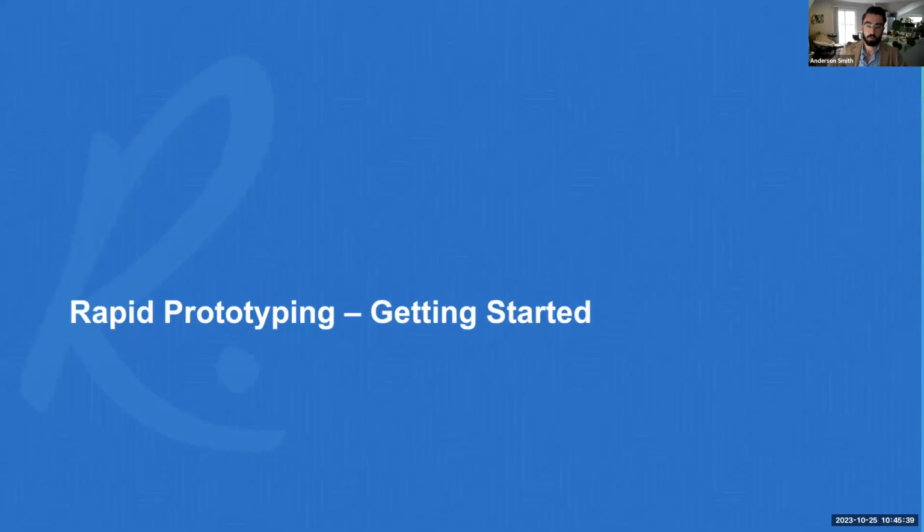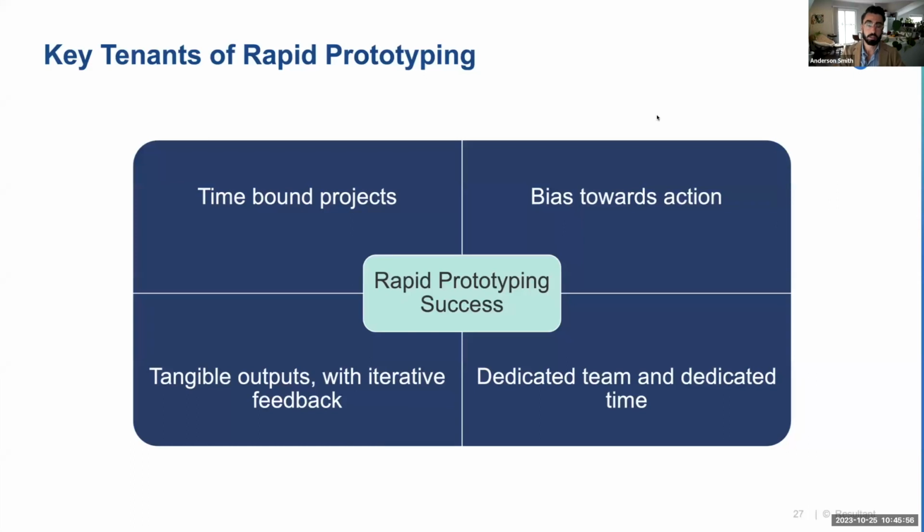So as far as getting started with rapid prototyping goes, I know I walked through that framework that our team takes for projects, but really the components to getting started are quite simple for all of you. All that you really need are just a couple of key tenets here for any projects that you may want to do. Again, time bounding those projects, having a strong bias towards action in those projects, ensuring that you have tangible outputs and that you're getting iterative feedback on the output and on the prototype.